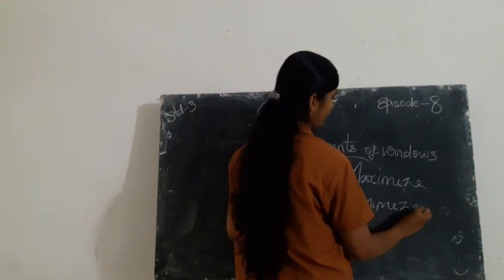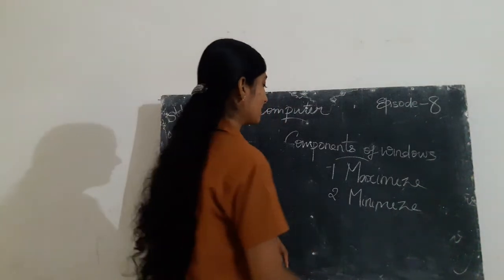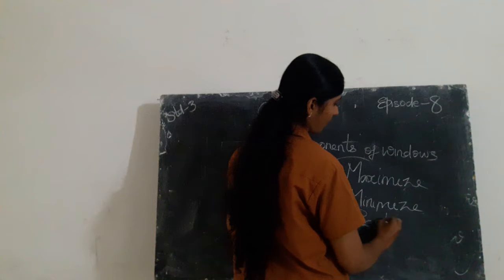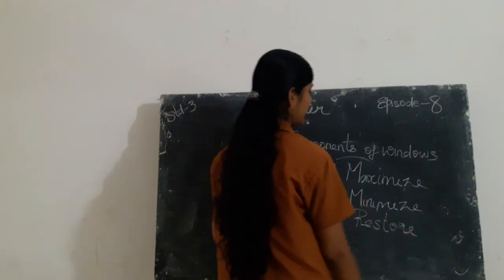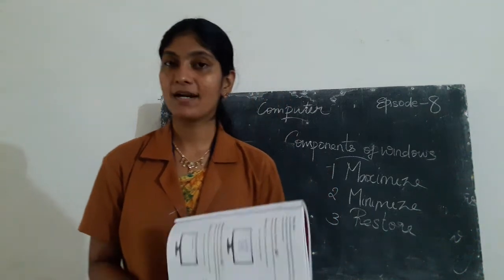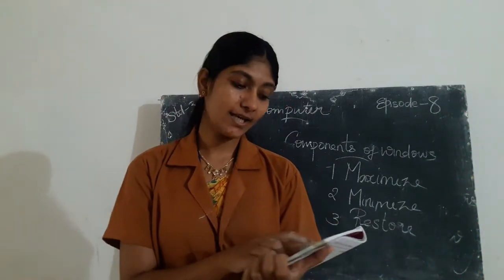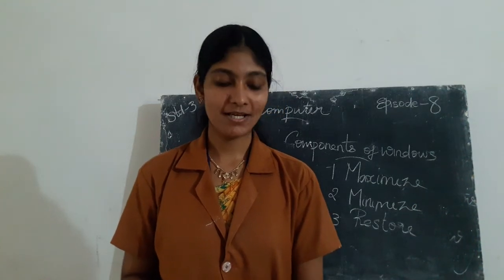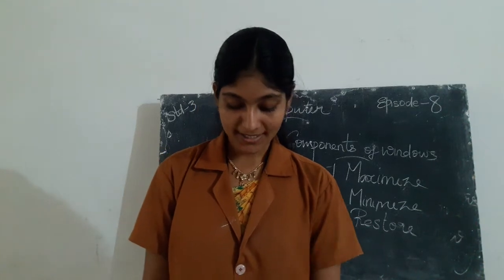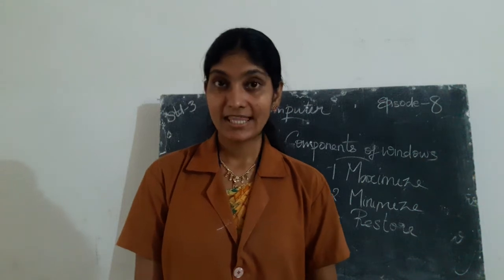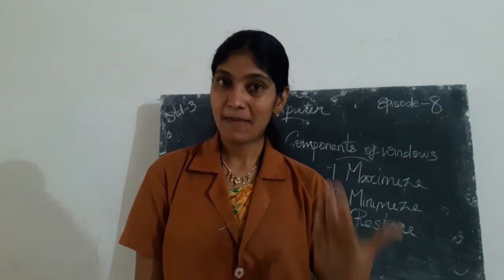Minimize button. Then we can see the restore button, R-E-S-T-O-R-E. So on the right side of the title bar, how many buttons? Three buttons. What are they? Maximize, restore and minimize button. So first one is which button? Maximize button. When you click the maximize button, the window will maximize.